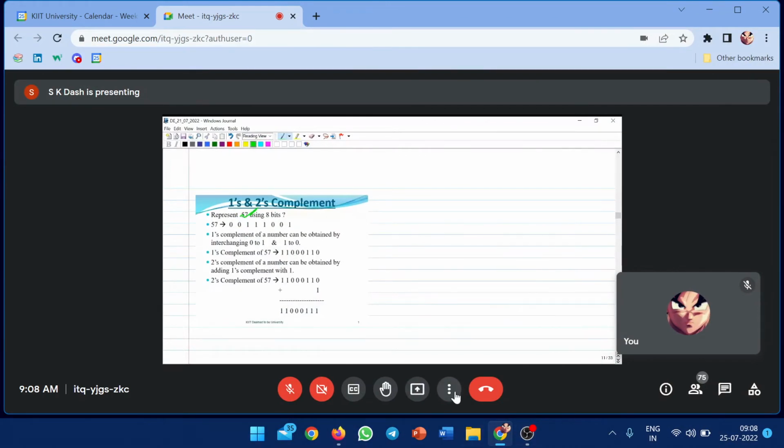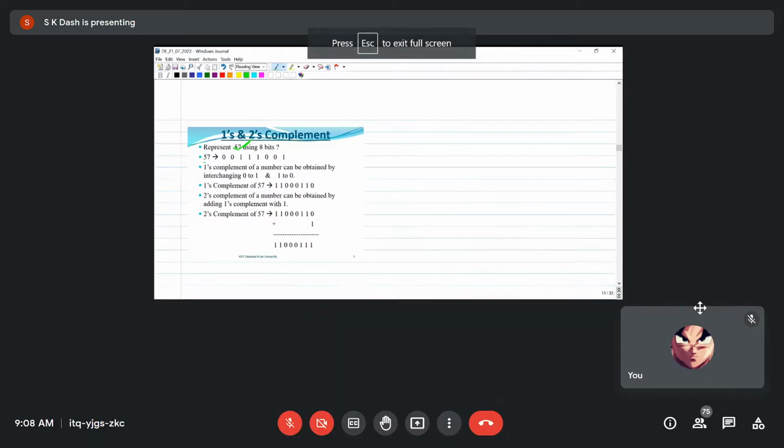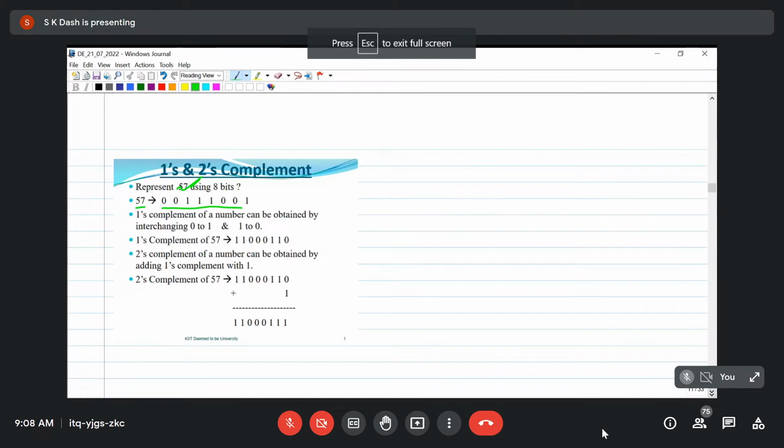So to get the one's complement, first you write that number in binary. Then if you interchange 0 to 1 and 1 to 0, you get the one's complement.